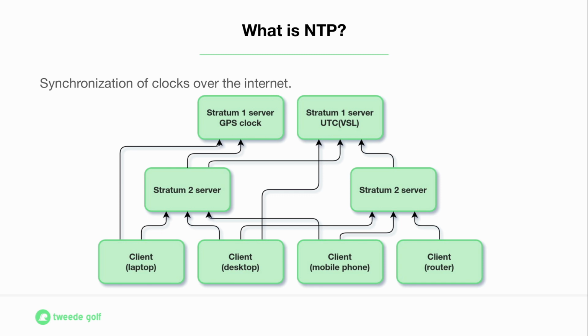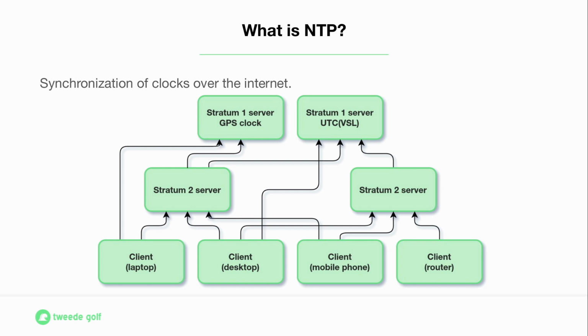So on the internet, there are a couple of what we call Stratum 1 servers. These are servers that get their time from somewhere that's not the internet. This can be something like a GPS receiver. It's very common, but also, standards institutes usually have clocks they use to keep UTC time, and they also provide access to that over the internet via NTP. So these are those servers.